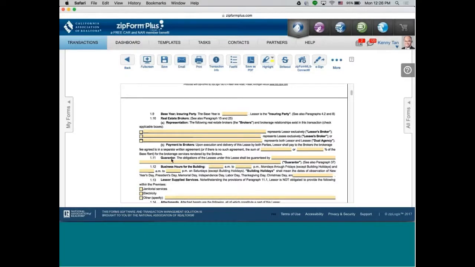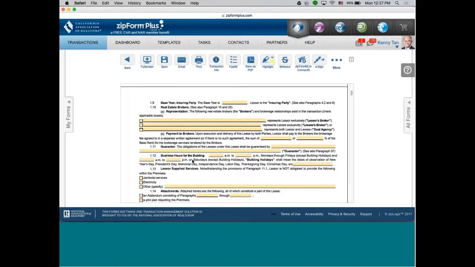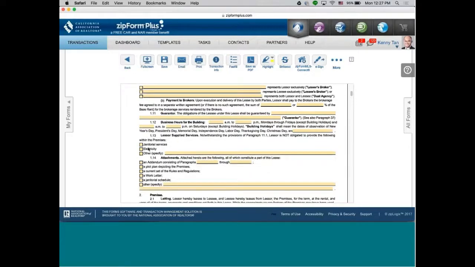Usually for a commercial lease, if the lessee is a company, we usually require a guarantor, okay? Business hours for the building. You go ahead and put in, this is the same as the net lease. You go ahead and put in the business hours. And just like the net lease for office, you have janitorial service possibly. And then lessor supply services, if it includes electricity, go ahead and put that one in there.